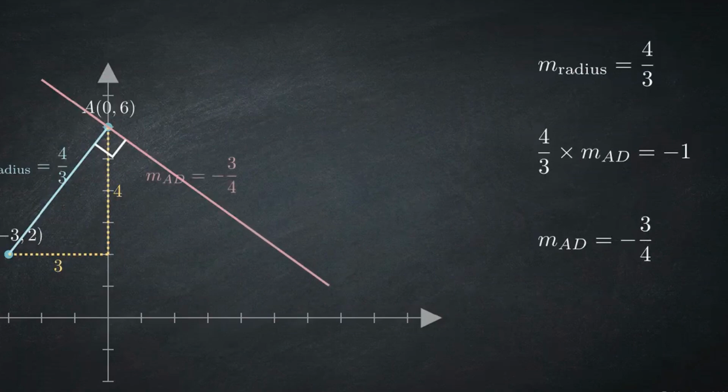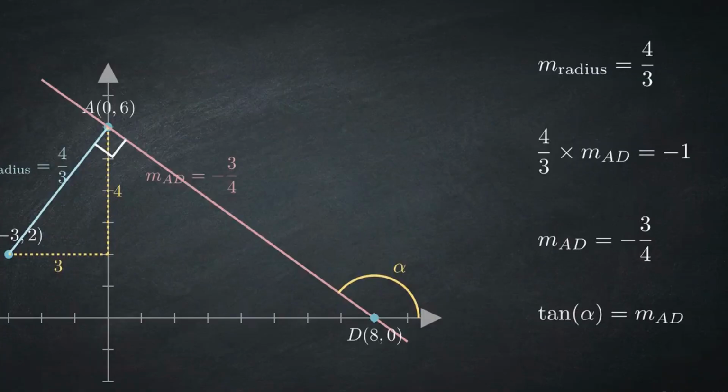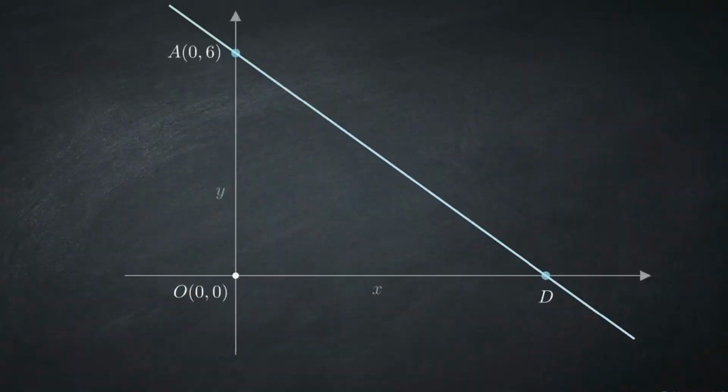We link this gradient to its angle of inclination, alpha, using trigonometry. The tangent of the angle equals the gradient, allowing us to find the slope relative to the horizontal x-axis. Identifying this gradient is the final translation required to solve for the angles in the diagram.